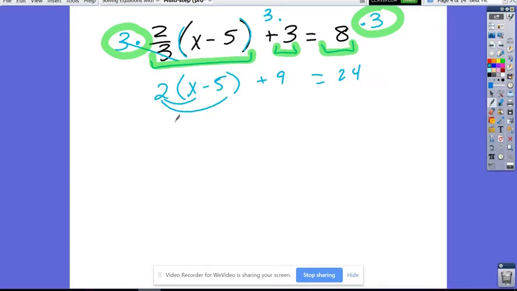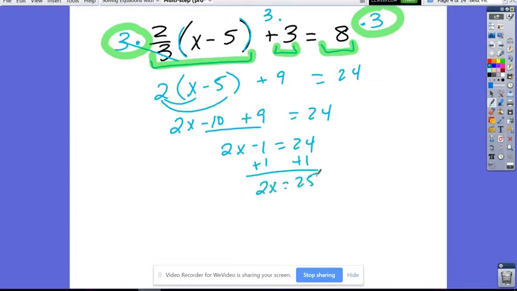And then we would solve 2x minus 10 plus 9 equals 24. 2x minus 1 equals 24. Plus 1, plus 1. 2x equals 25. Divide by 2, divide by 2. X equals 12 and a half, or 12.5, or 25 over 2.